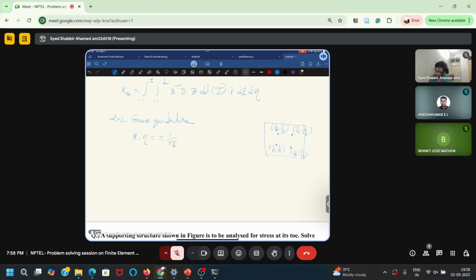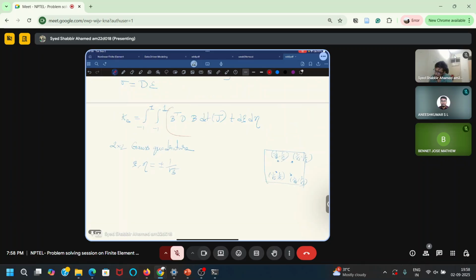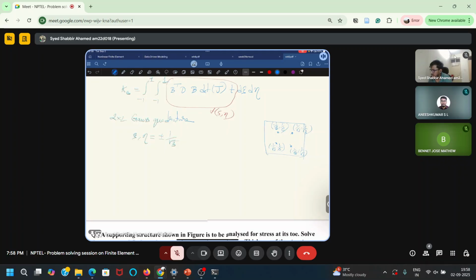And I will evaluate this function, let's say I call it f of xi comma eta. I will evaluate this at each of these points, and I'll sum all the individual contributions. Here, for 2 by 2 Gauss quadrature, the weight for each is 1. So instead of using W, I'll just use 1. I'll just sum the evaluation of the function at each point. So i changes from 1, 2, 3, 4. That's why I'm using summation from 1 to 4.